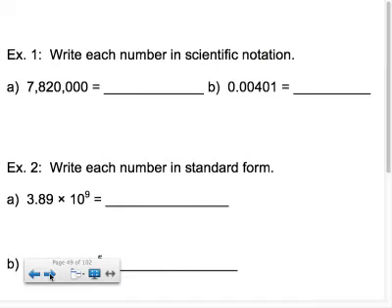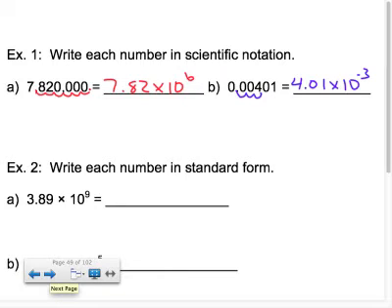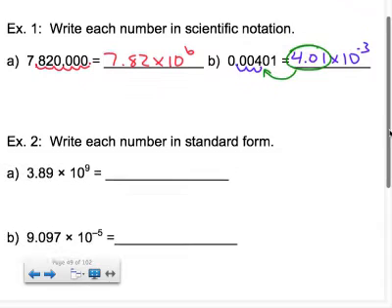Example 1 says write each number in scientific notation. For the first one, the decimal point's here. I have to move it 1, 2, 3, 4, 5, 6 units to the left, so it's 7.82 times 10 to the 6th power. For part B, I have to move it 1, 2, 3 units to the right, and I get 4.01 times 10, and I moved it to the right, so it's negative 3. The way I've always done it is after I move the decimal point, I look at the number I had and ask, is it bigger or smaller than the 4.01? Clearly it's smaller, so that's what makes it the negative exponent.